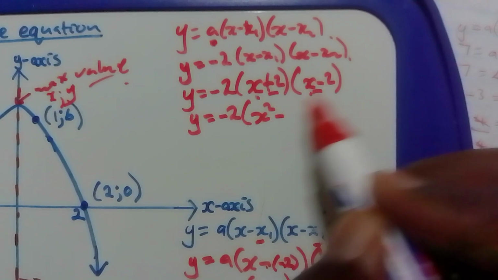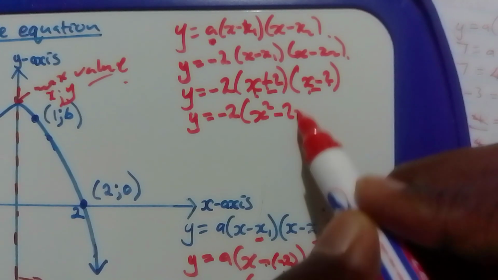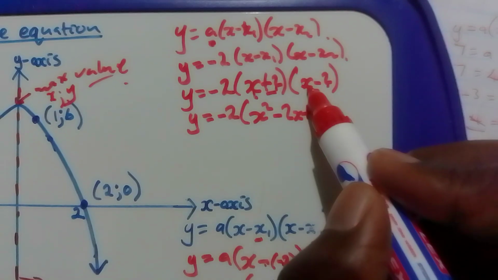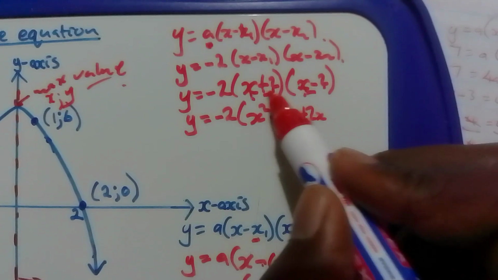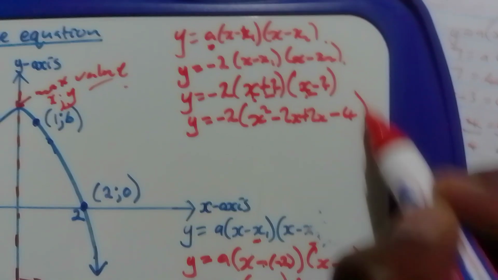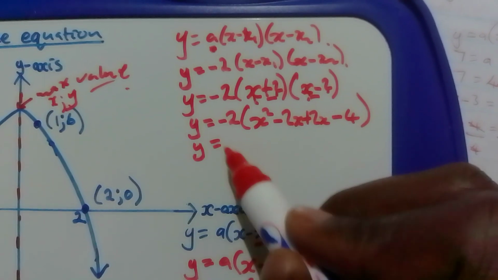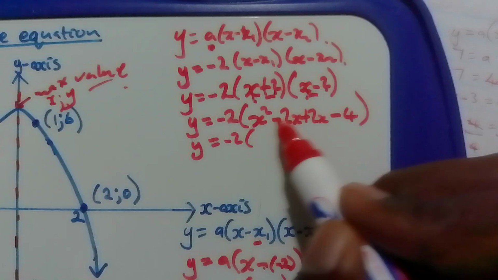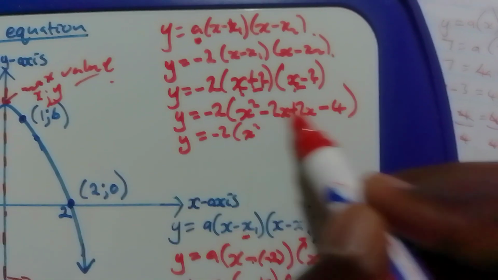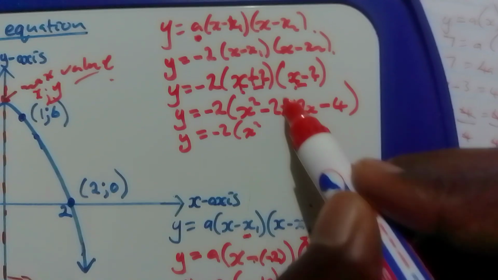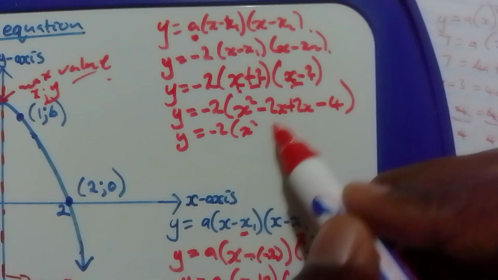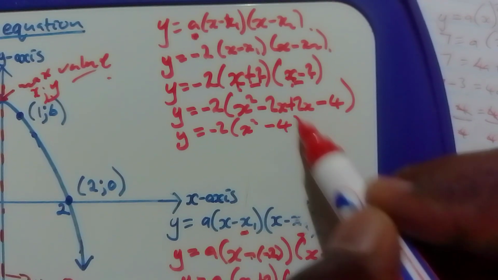Positive times negative, that's a negative. 2 multiplied by x, that's 2x. Positive and positive, that's a positive. And 2 multiplied by x, that's 2x. Positive and negative, that's a negative. 2 times 2, that's a 4. Now we say y is equal to negative 2 open bracket x squared, because it doesn't have a like term. Now negative 2x and positive 2x, they are like terms and they cancel each other. So we have got 0 here. Minus what? Minus 4 like this.